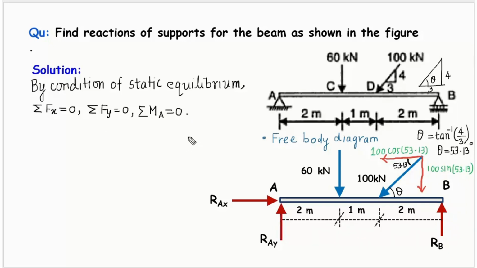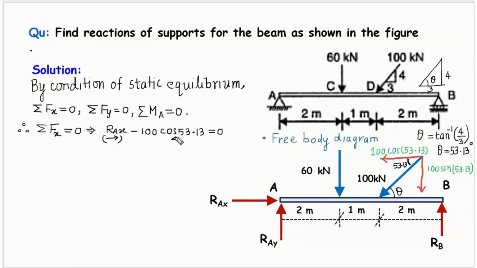First of all, let me use the summation of forces in the horizontal direction, that is summation of Fx equals 0. So I am going to use this condition first. Let me write down the horizontal forces. This is the horizontal force RAX, right? And the next horizontal force is this one, 100 cos 53.13. We have only two horizontal forces. So I will say RAX, which I am taking positive because it is acting towards the right, and this 100 cos 53.13 I am taking negative.